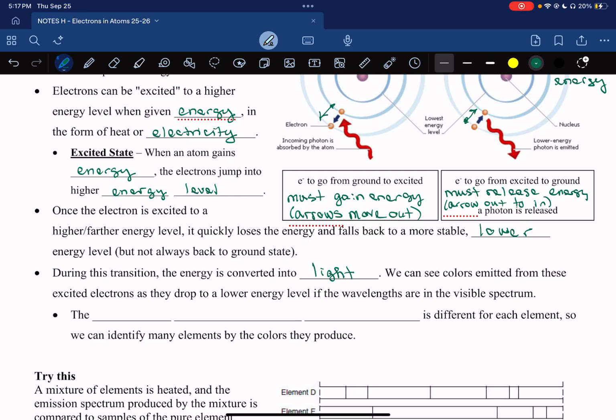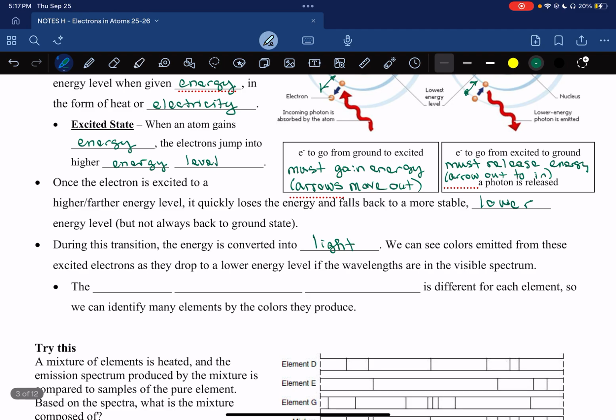We can see colors emitted from the excited electrons as they drop to a lower energy level if the wavelengths are in the visible spectrum. Of course, we're talking about our atomic emission spectrum, and we learned about that yesterday.